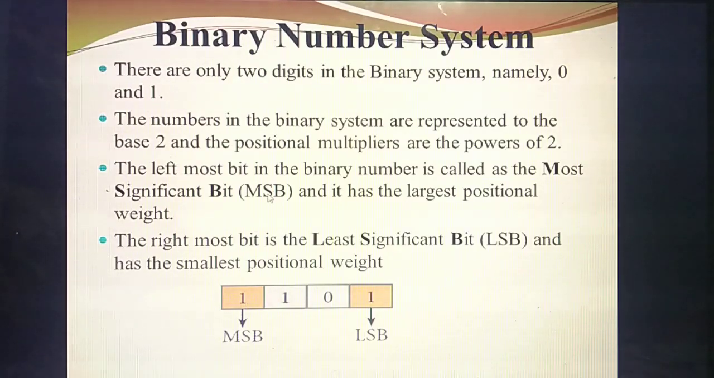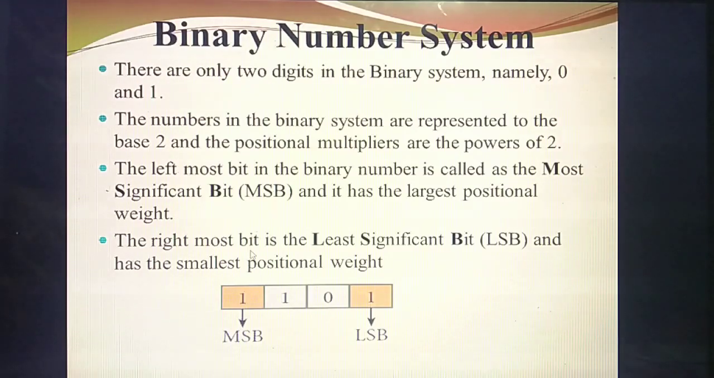So MSB means some bits are there, and among the bits, the leftmost bit we are calling the MSB, that is the most significant bit. Then the rightmost bit we are calling the LSB, that means least significant bit. So this has the smallest positional weight.